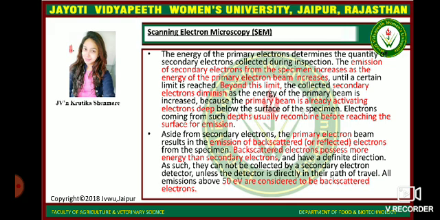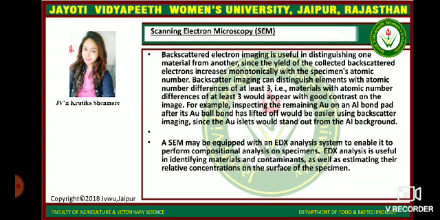Aside from secondary electrons, the primary electron beams result in the emission of backscattered electrons from the specimen. Backscattered electrons possess more energy than secondary electrons and have a definite direction. As such, they cannot be collected by the secondary electron detector unless the detector is directed in their path of travel. All emissions above 50 electron volts are considered to be backscattered electrons.